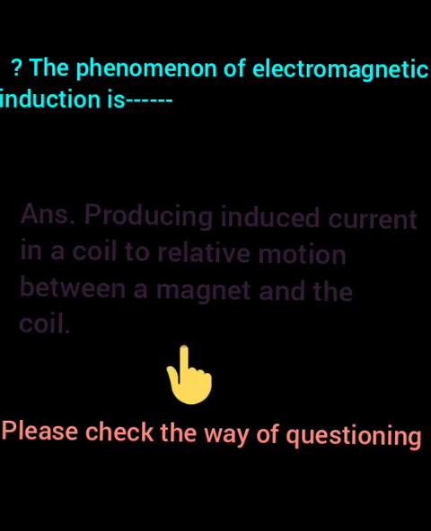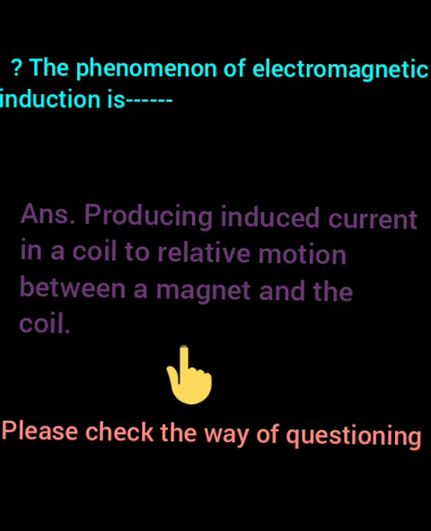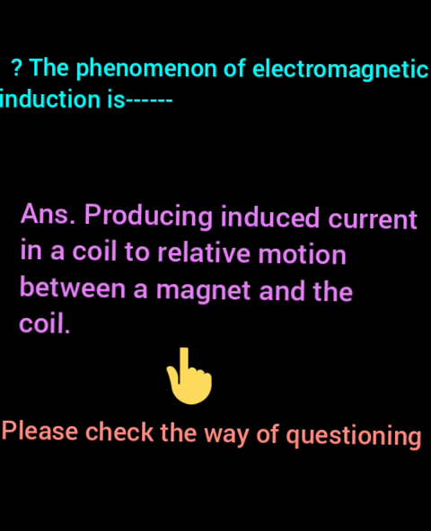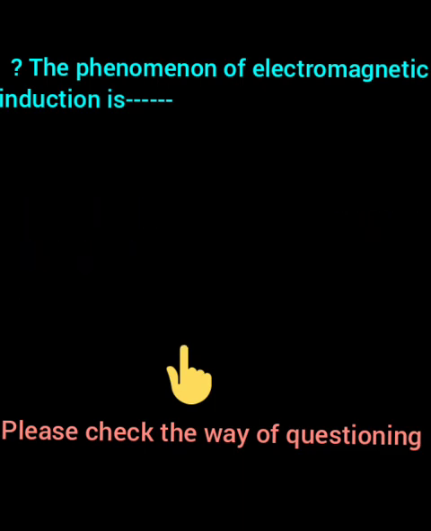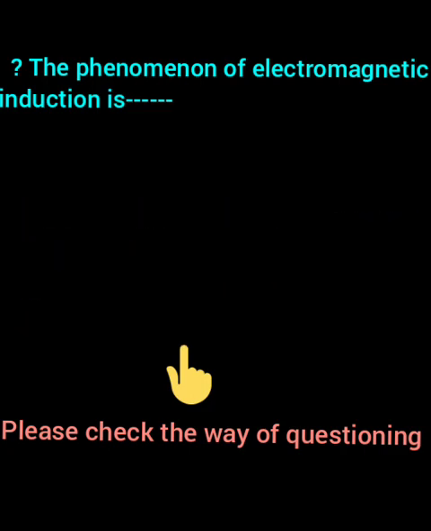So the question is: the phenomenon of electromagnetic induction is producing induced current in a coil due to relative motion between. That will be a magnet and the coil. Sometimes this question may come like this: the phenomenon of electromagnetic induction is. Then the correct option will be producing induced current in a coil due to relative motion between a magnet and the coil. That will be your correct answer.